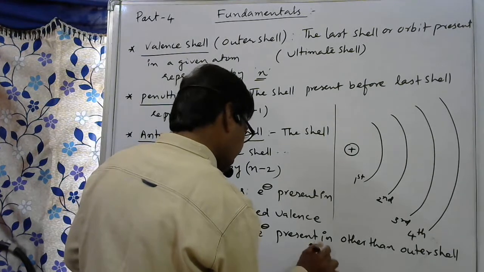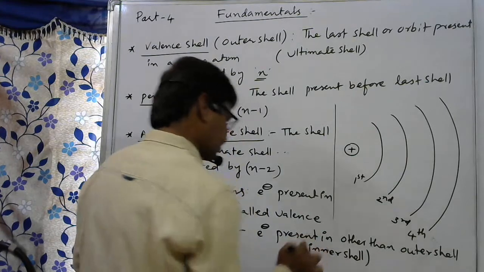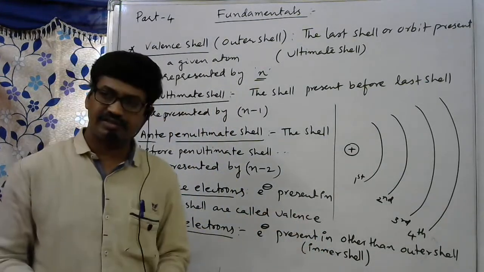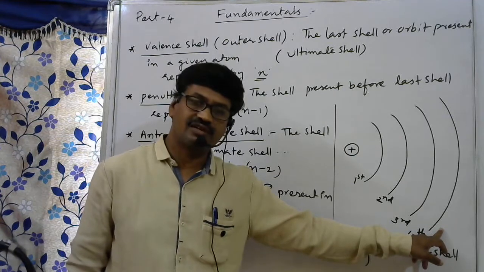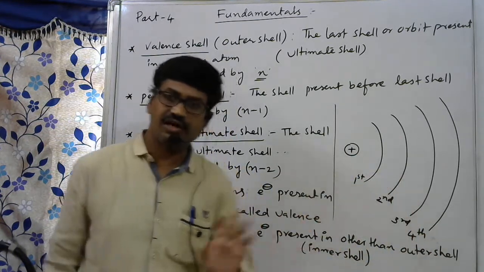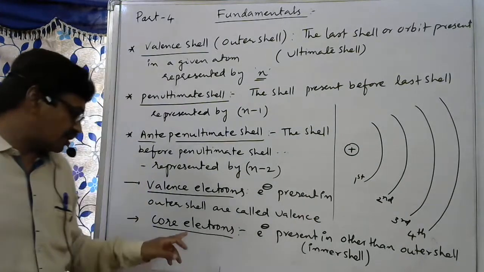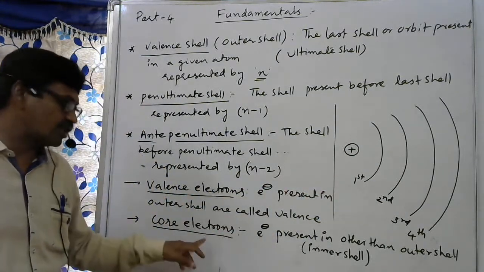Electrons present in inner shells or inner orbits, other than the outer orbital. Inner means, if an electron is present in the fourth shell, that is nothing but a valence electron. Electrons which are present in the third shell or second shell or first shell, all these are core shells, and the electrons present in the first, second and third shells are called core electrons.